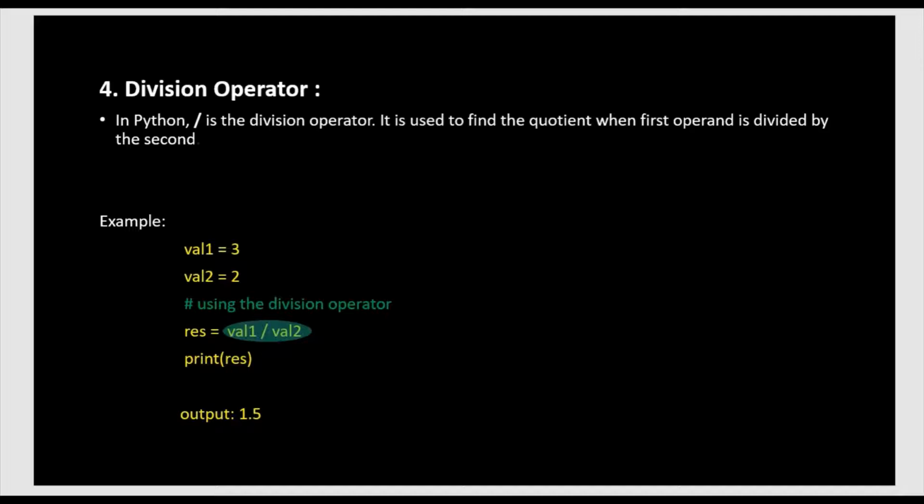The division operator means dividing two numbers. It is used to find the quotient when the first operand is divided by the second operand. For example, 3 divided by 2, we get the quotient 1.5, so the result is 1.5. This is used to find the quotient in the division operator.